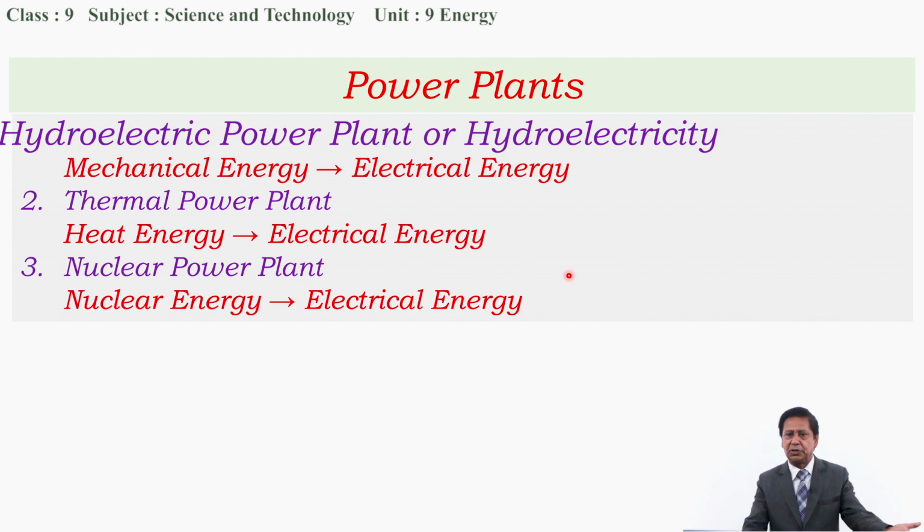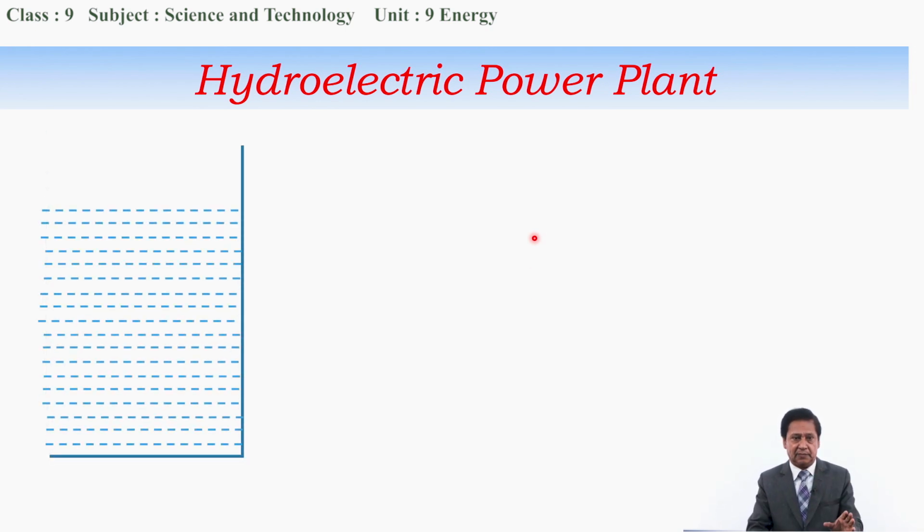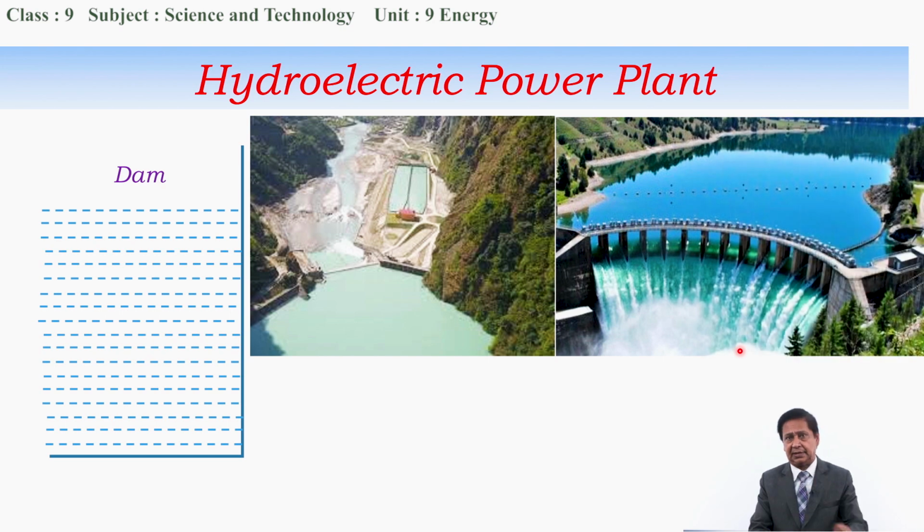Okay, let's talk about the hydroelectric power plant in detail. First, I want to show diagrammatically the working mechanism of a hydroelectric power plant. In every hydroelectric power plant, a dam is set where water is collected. It is also called a reservoir. This is the diagrammatic representation. Really it appears like this.